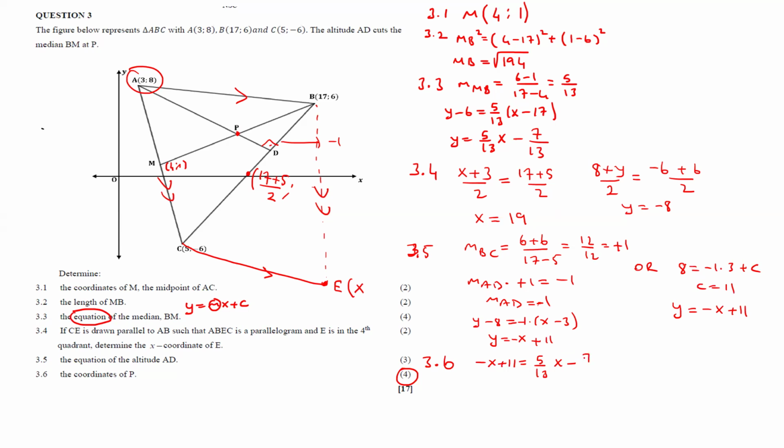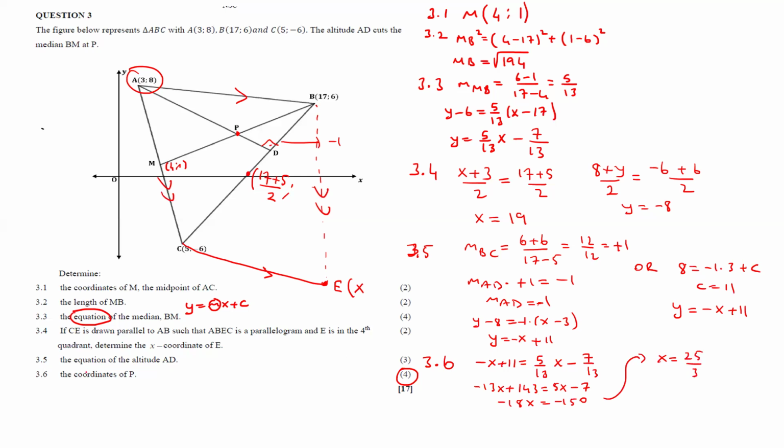7 over 13. So if you solve this equation here, when you multiply both sides by 13, you'll get negative 13x plus 143 is equal to 5x minus 7. If you simplify this, negative 18x is equal to negative 150. So if you continue here, x will be equal to 25 over 3.